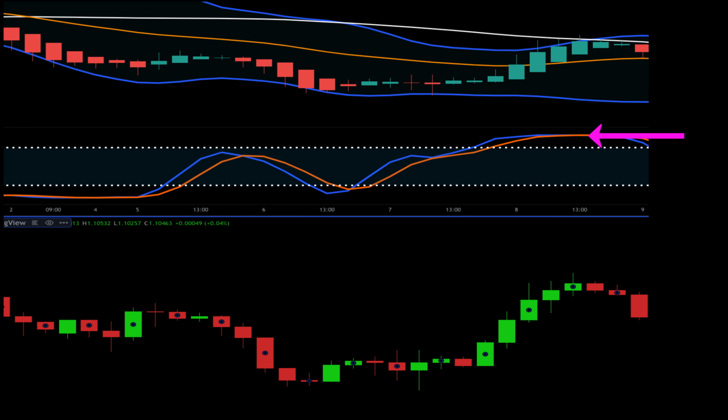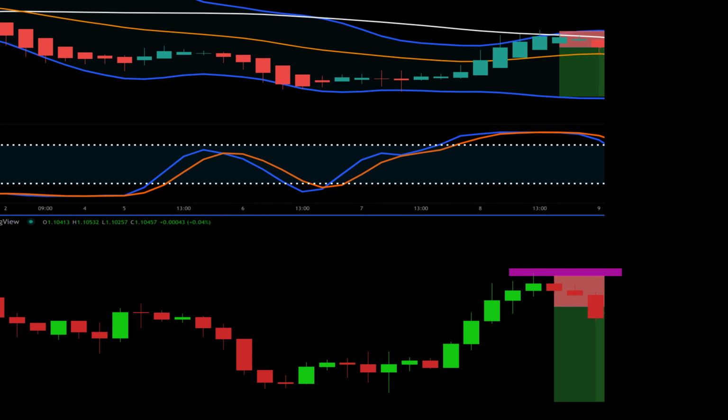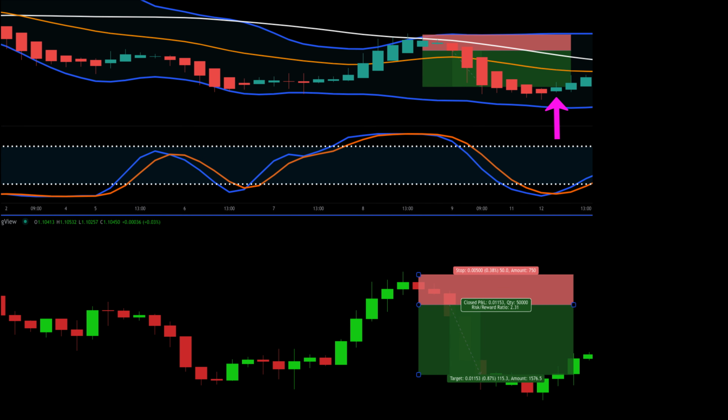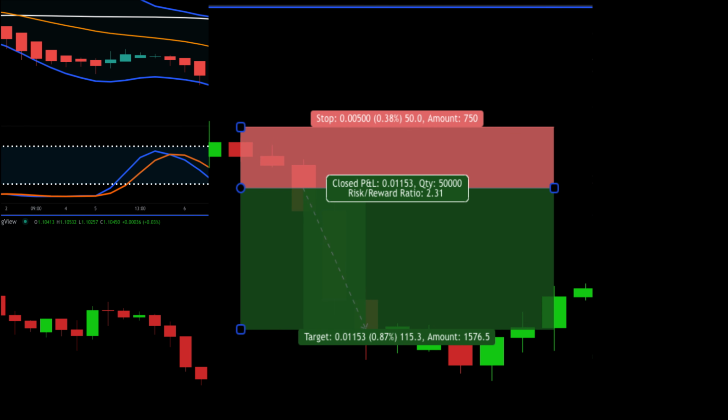The stochastic RSI moves into the overbought territory and then starts to slope downward. Finally, a red Fibonacci candle closes. That is our trigger candle. The stop is placed at the previous swing high and the target is dynamic. The position is closed on the first green Fibonacci candle with a profit of 2.31 times risk.